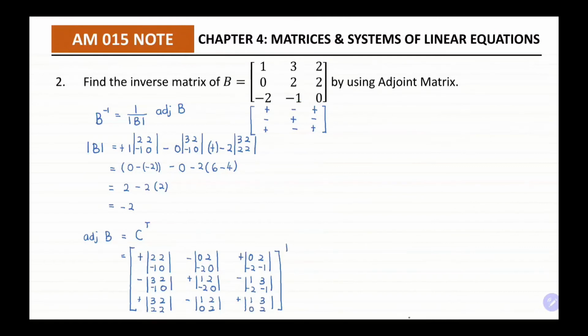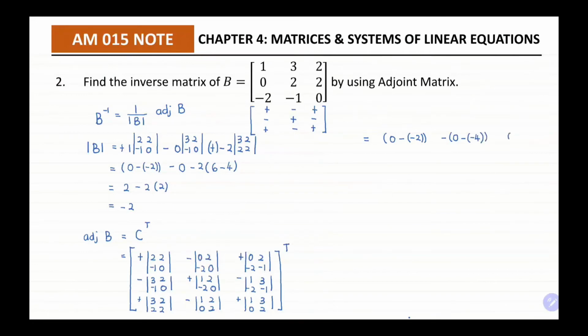Then put transpose. Then we solve the cofactor. This one is minor, so we use AD minus BC. So first 0 minus negative 2. Next negative 0 minus negative 4.